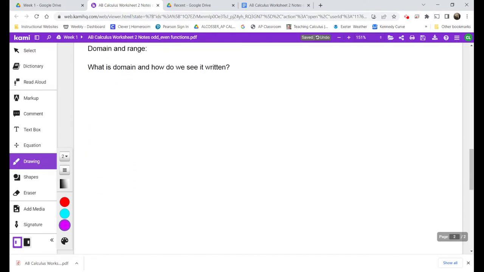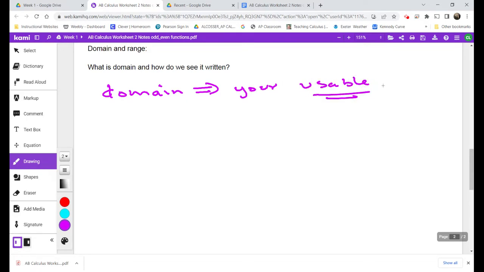All right, so domain and range. Just remember that domain is, the way I look at it, your usable x values.